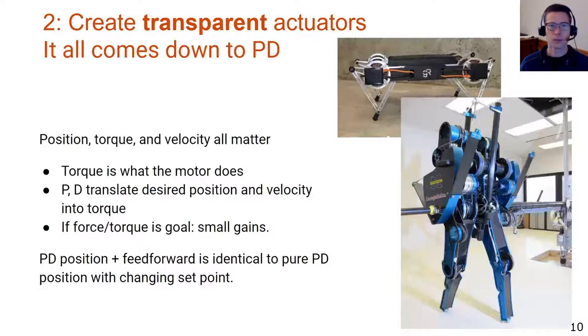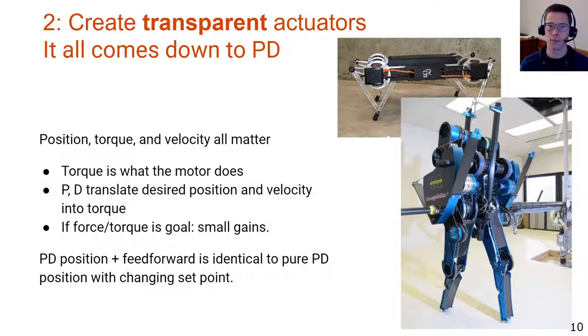Now, if you can do this transparency, then you can create your compliance, create all your behavior in software. And so a proportional term, of course, is just like having a physical spring. If you have a transparent actuator, it's no different. It's force as a function of deflection. And the D term, the derivative term, is just like a viscous damper. It's just the force based on your velocity.